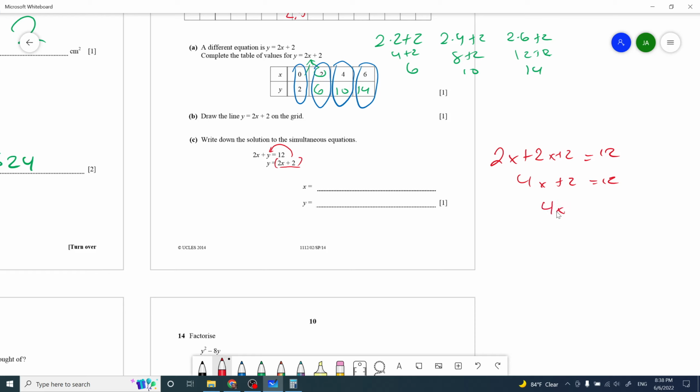We move this over, 4x, well, no, we've already moved that over, so 4x equals 12 minus 2, which is 10. So when we divide by 4, x equals 2.5. Ah, looking pretty good. Now we just plug this back into either one of our equations. Let's use this one, it's a bit easier. So y equals 2x plus 2, which is 2 times 2.5 plus 2. 2 times 2.5 is 5, plus 2, so y equals 7. So we've solved it graphically, and we've solved it with substitution. x equals 2.5.